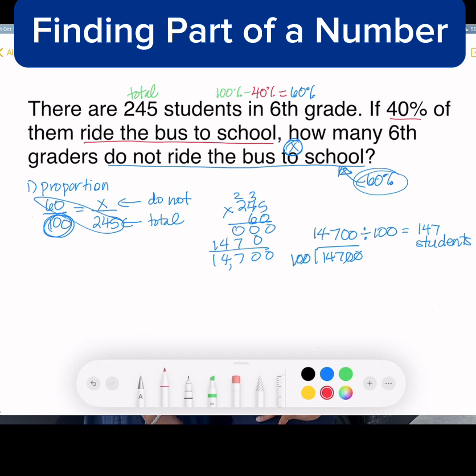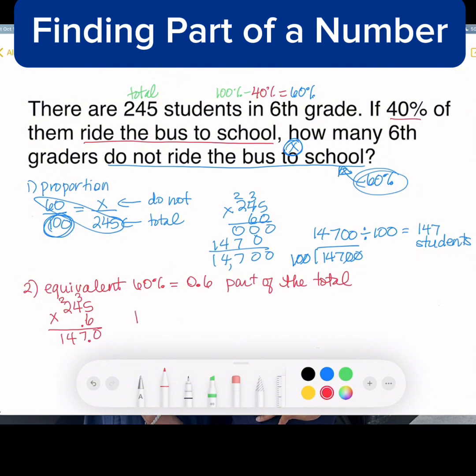I like to do the problem using the different equivalent forms of 60%. I use 6/10, and I multiply it using the decimal form. So 245, because we're finding the part of the number, part of the total, 245 times 6/10. And you still get 147 students.